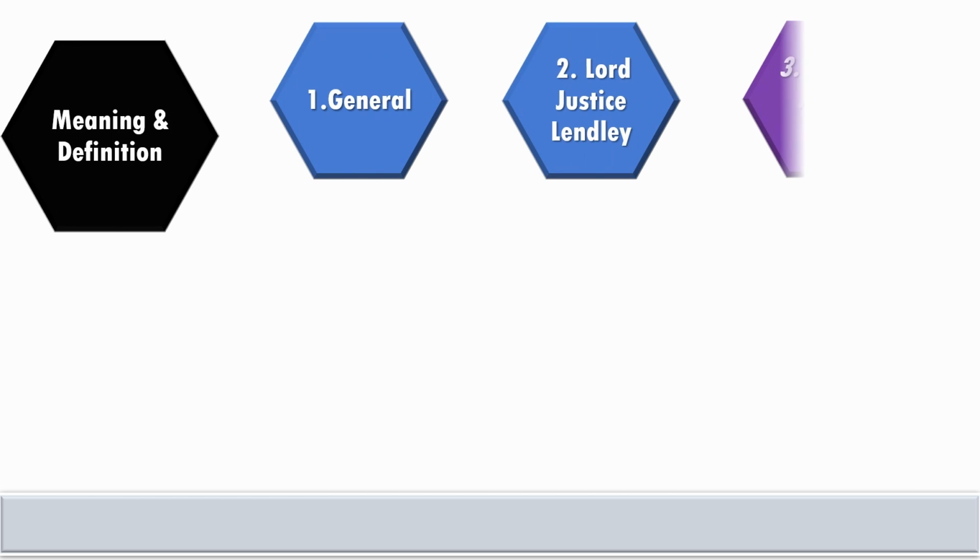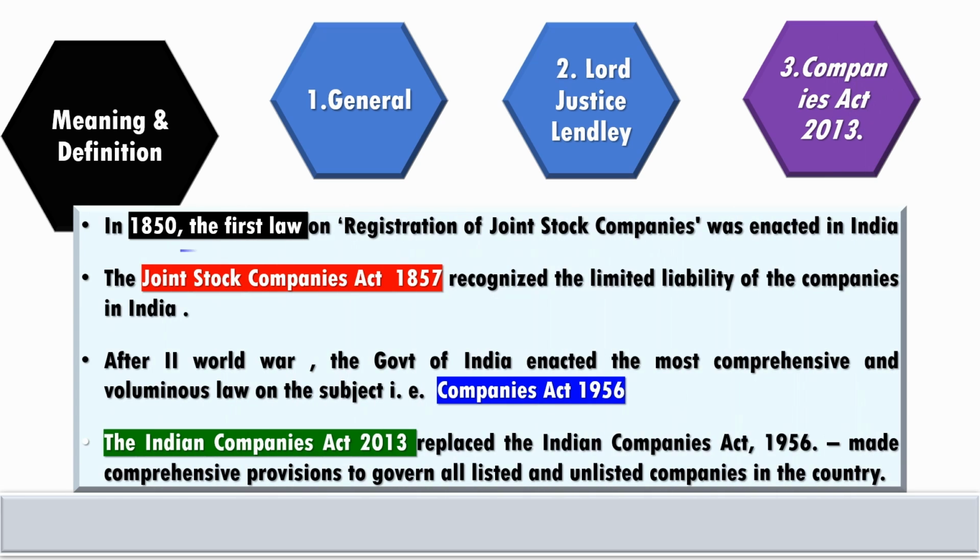Any previous company law has three components: 1850, 1857 and 1956. 1850 is the first law on registration of joint stock companies. 1857 is first introduction of limited liability. 1956 is the first law after independence, and the current act is Indian Companies Act 2013, which comprehensively covers both listed and unlisted companies across the country.